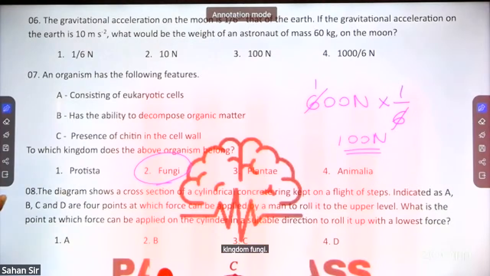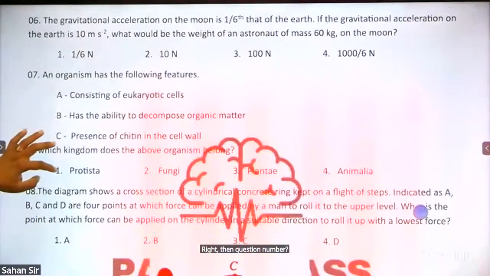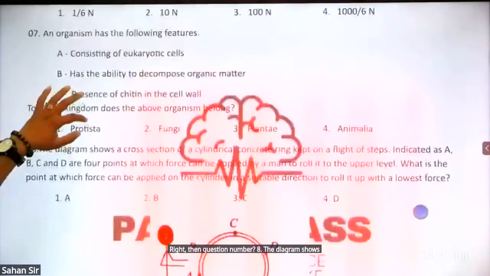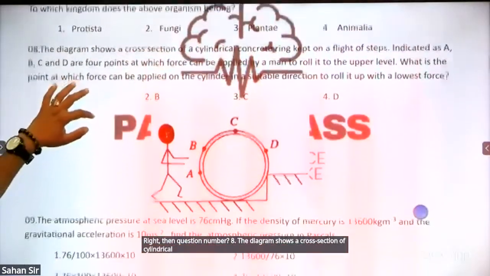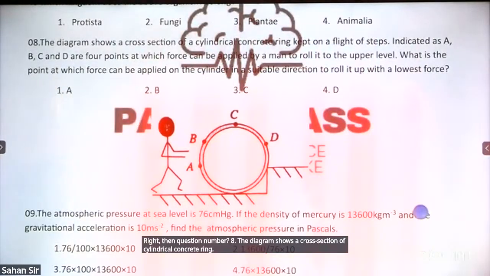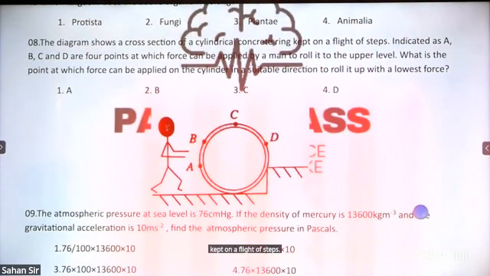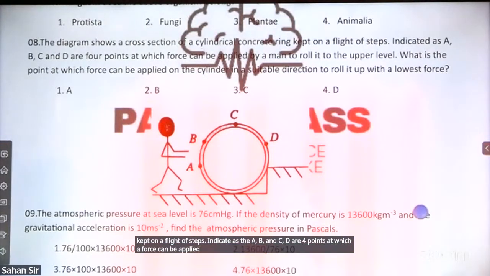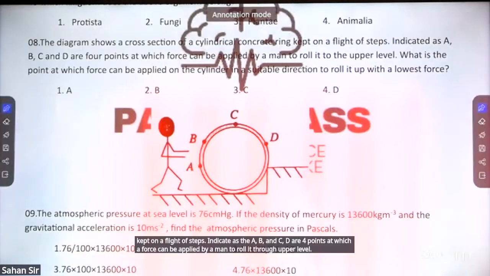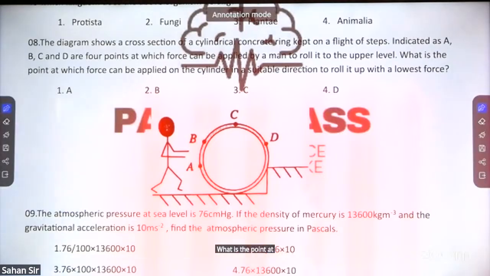Then question number 8. The diagram shows a cross-section of a cylindrical concrete ring kept on a flight of steps. A, B, C, D are 4 points at which a force can be applied by a man to roll it to the upper level. What is the point at which force can be applied on the cylinder in a suitable direction to roll it up? Question number 8.